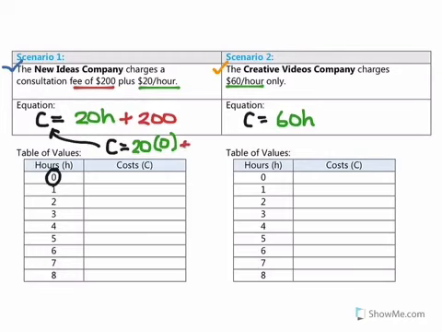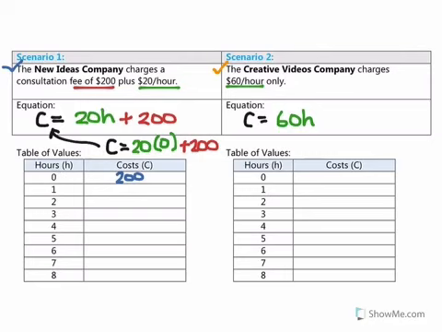plus 200 bucks. Okay, so remember your BEDMAS, 20 times 0 first and then plus 200. So 20 times 0 is 0, plus 200 is going to be 200. Now that makes sense because if you're paying $20 for 0 hours that you hired them, well then you don't have to pay any money, except they're still going to charge you that $200. So that's why you have to pay $200.